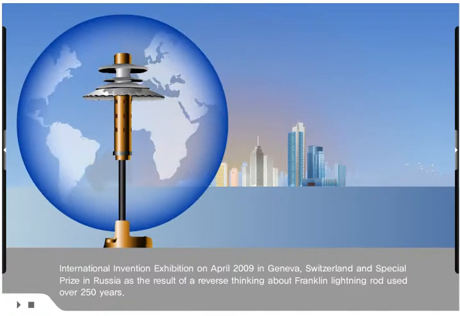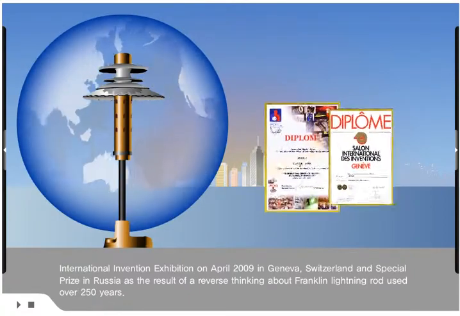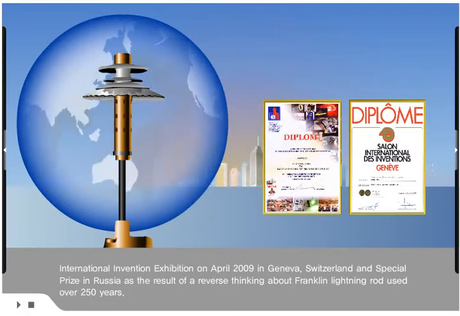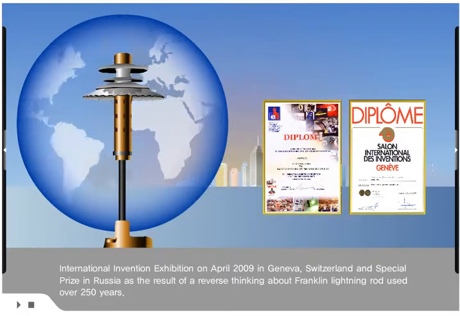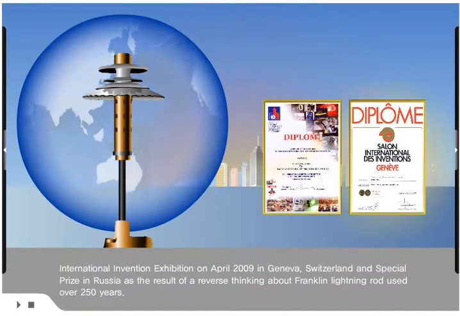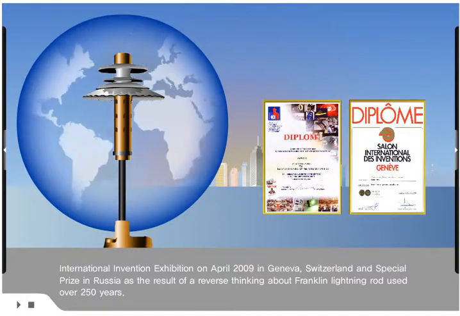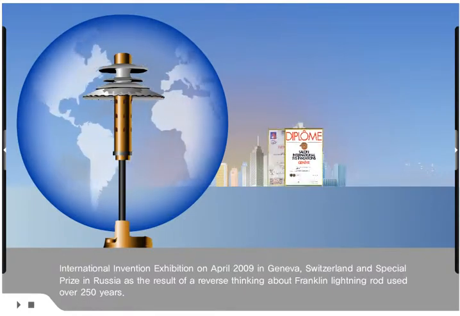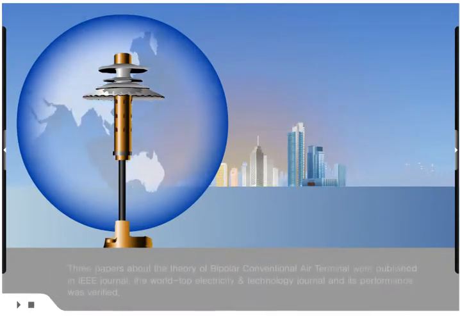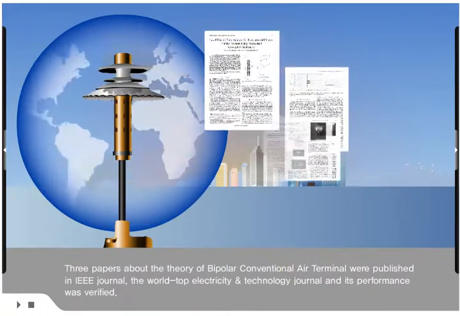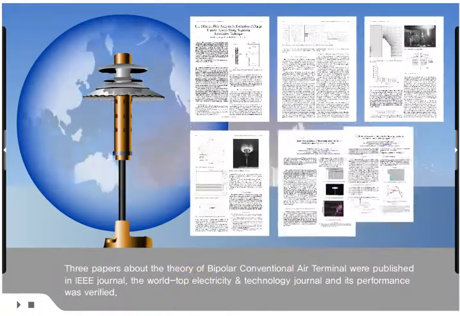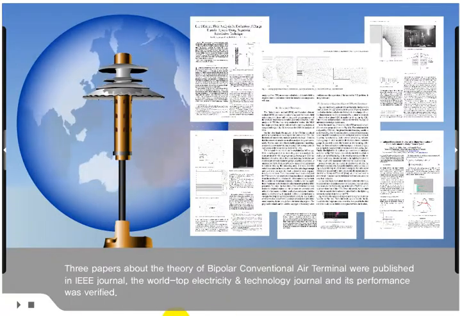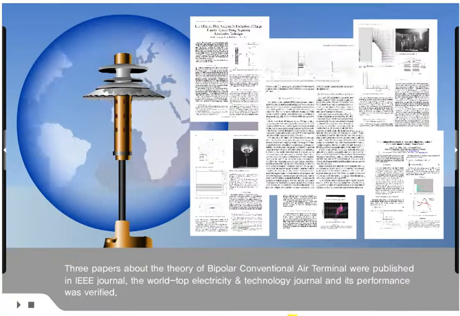This product acquired more than 10 invention patents, a gold prize at the International Invention Exhibition in April 2009 in Geneva, Switzerland, and a special prize in Russia as the result of reverse thinking about the Franklin lightning rod used over 250 years. Three papers about the theory of the bipolar conventional air terminal were published in the IEEE Journal, the world's top electricity and technology journal, and its performance was verified.